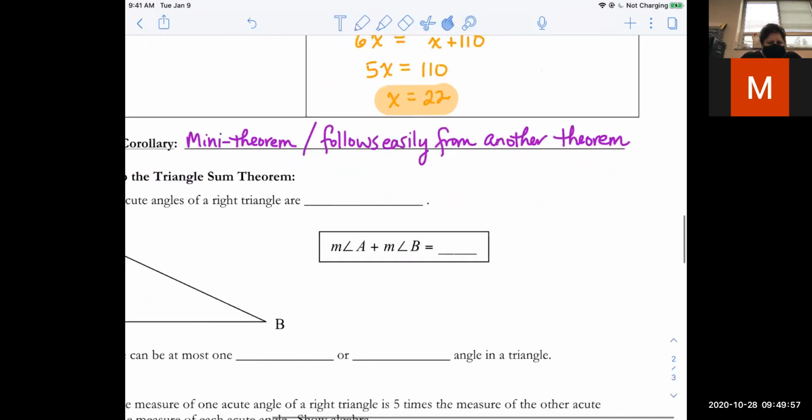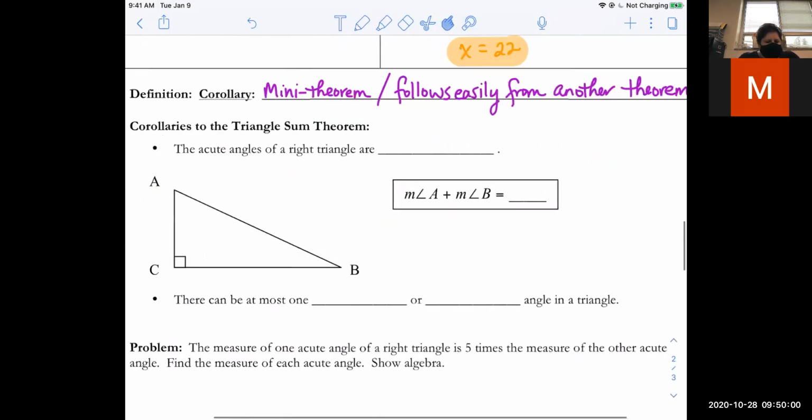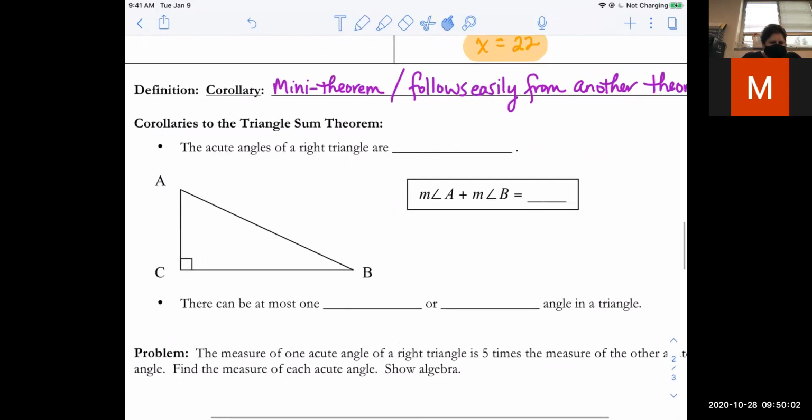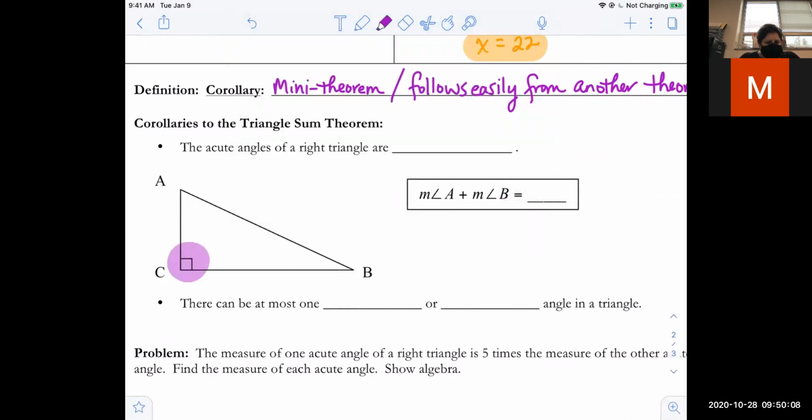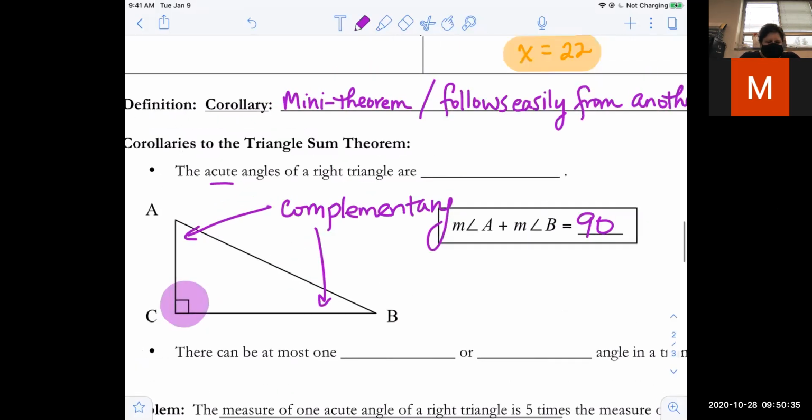We kind of talked through this a minute ago. In a right triangle, so here's a right triangle, what is true about the measure of angle A and the measure of angle B? Jake? Okay, what's the word for that? They are complementary. They add up to 90. The acute angles, not the right angle, but the other two angles in a right triangle, are complementary.